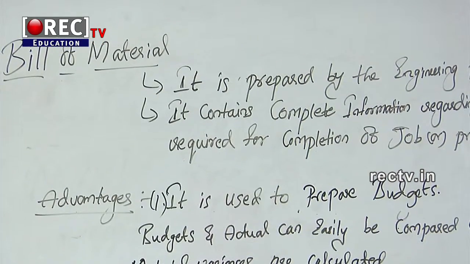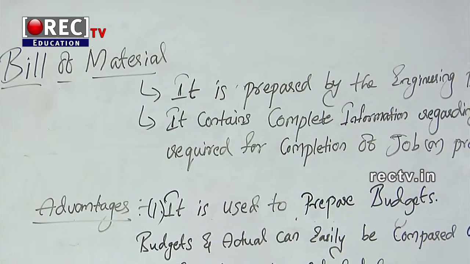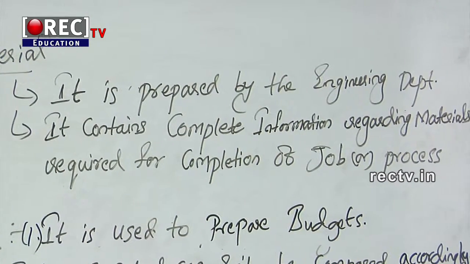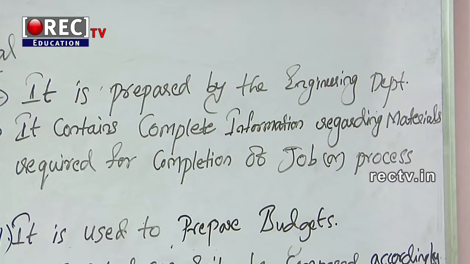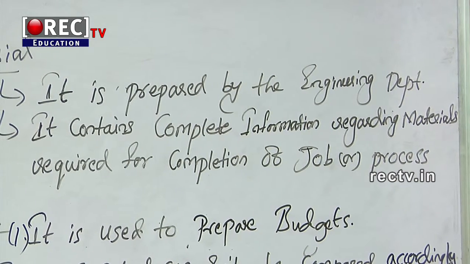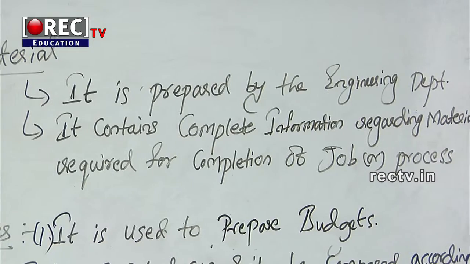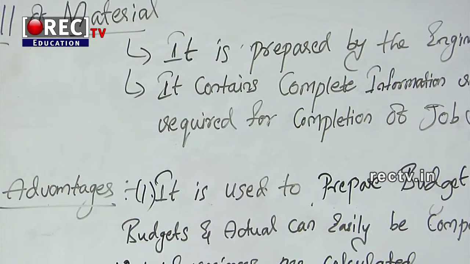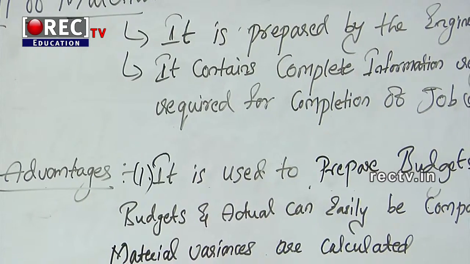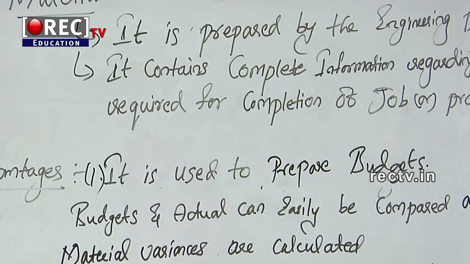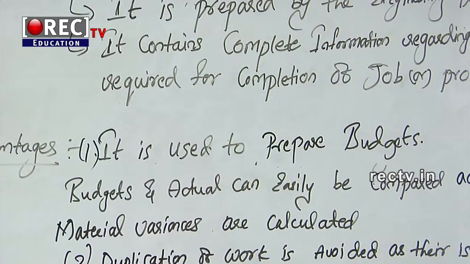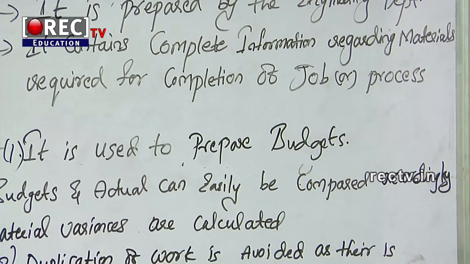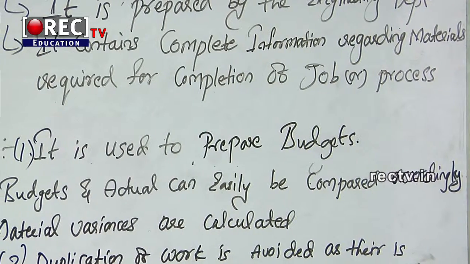Bill of material. Bill of material contains complete information regarding materials required for completion of a job or process. It is prepared by the engineering department. An advantage of preparing this bill of material is that it is used to prepare budgets, and with the help of this bill of material, budgets and actuals can easily be compared, so accordingly material variances are calculated.